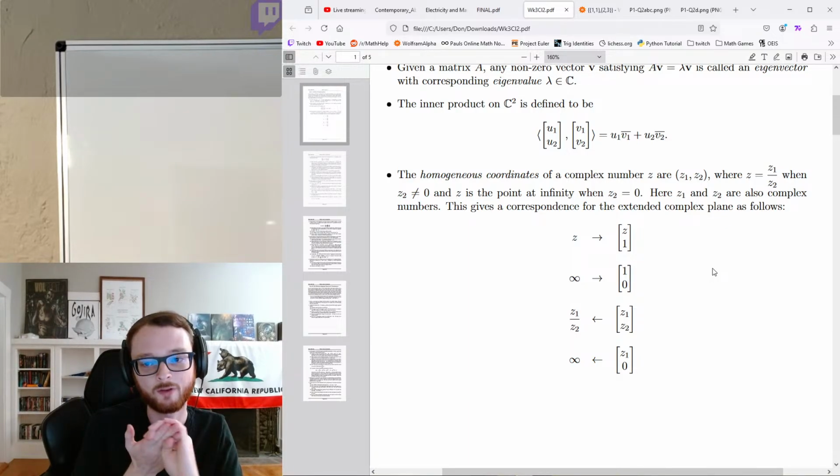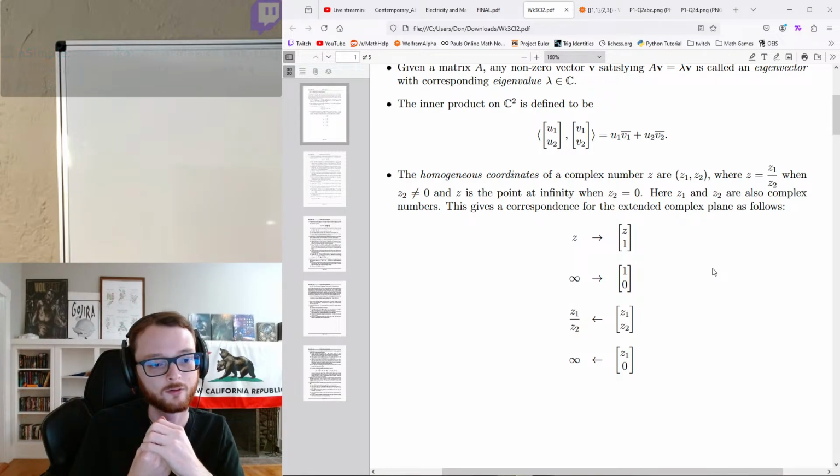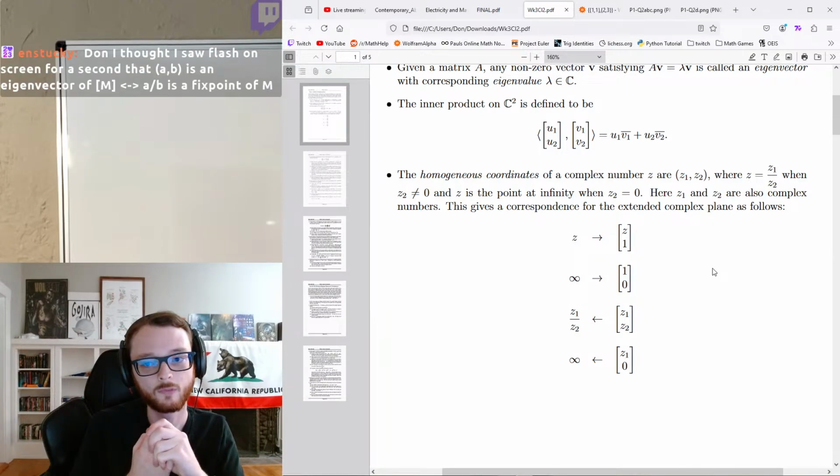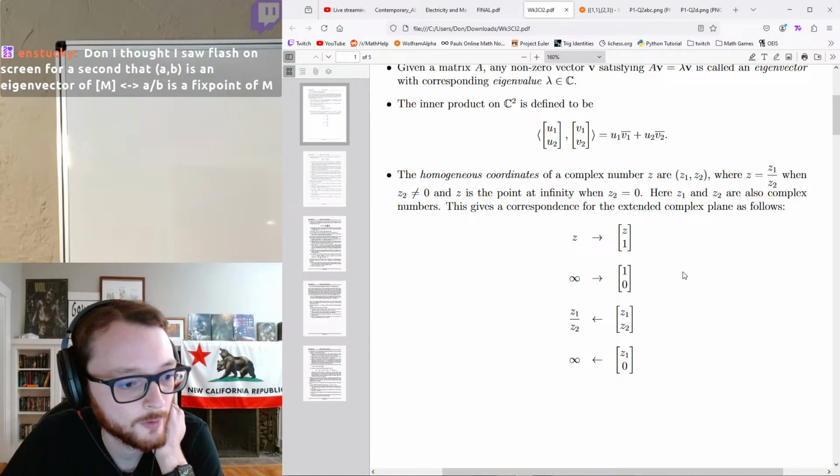So it's a way of representing complex numbers as a vector, I guess. But not a vector in the way that you would think, with a real part and imaginary part, as an entire complex number and scaling factor. According to this, they are the complex ratio corresponding to a given z. I think there's a certain freedom of choice with your choice of z2. For the same complex number, there's infinitely many representations in homogeneous coordinates.